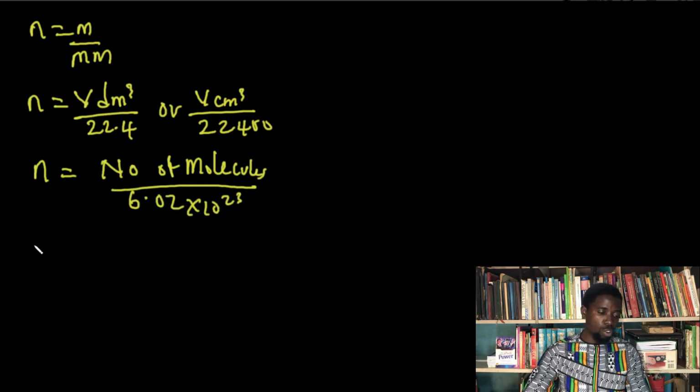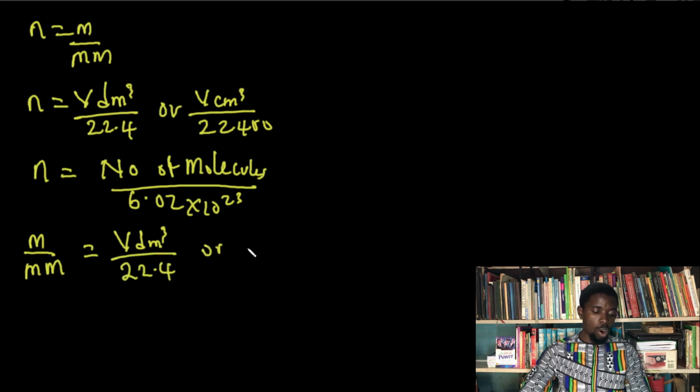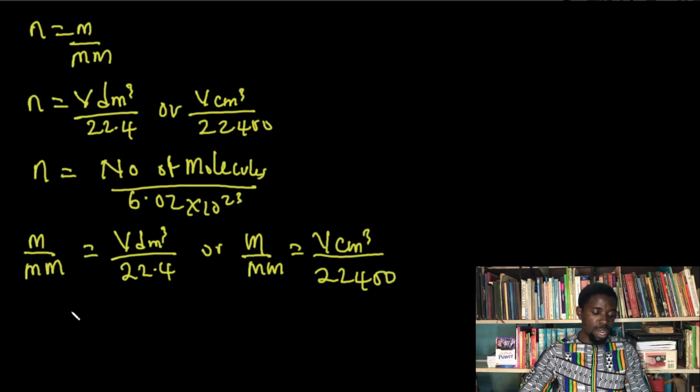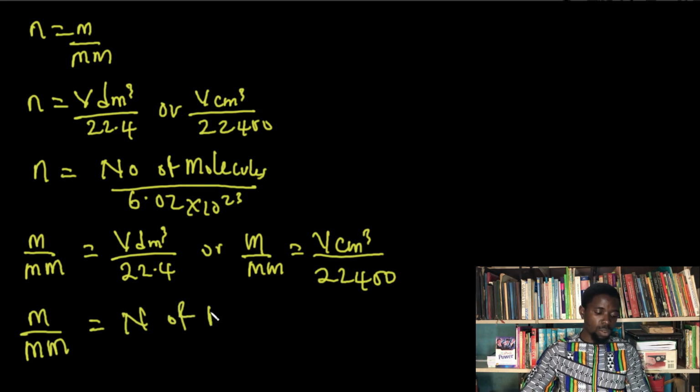Then we have the mass to volume relation. The mass to volume relation is mass over molar mass equals volume in dm cube all over 22.4, or mass over molar mass equals volume in cm cube all over 22,400. Then we have the mass to number of particles relation, which is given as mass over molar mass equals number of particles divided by 6.02 times 10 raised to the power 23.